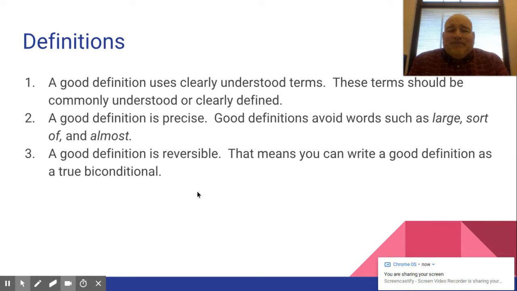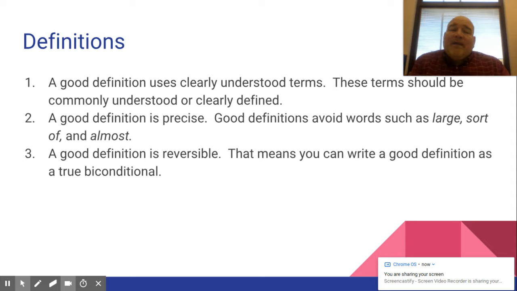A biconditional is definitely a definition because a good definition in geometry uses clearly understood terms. They should be commonly understood or clearly defined. A good definition is precise. They avoid words such as large, sort of, almost. And finally, a good definition is reversible. That means you can write a good definition as a true biconditional.